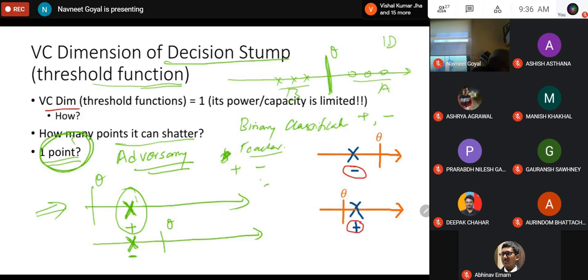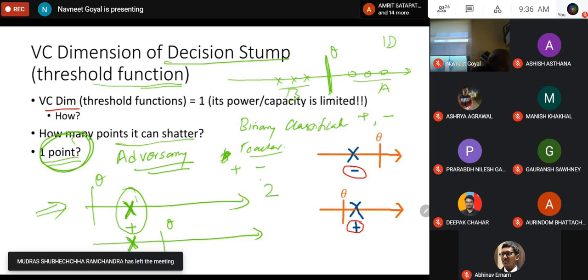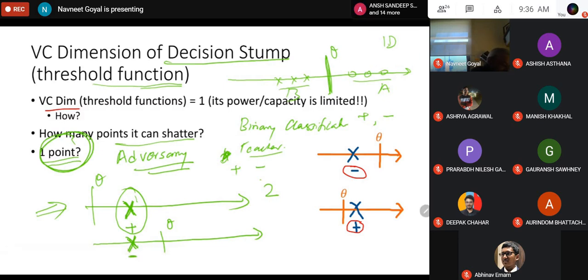Two, right? If I can find a solution or a theta for all possible labelings, then I can say that this particular model, which is the threshold function or the decision stump, can shatter 1 point. All right? Getting this?